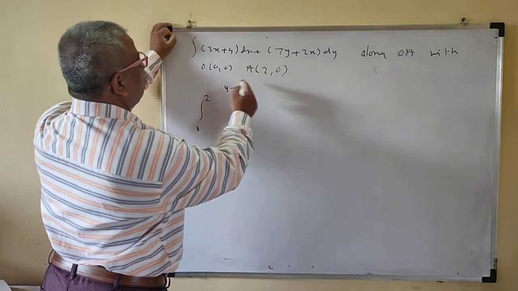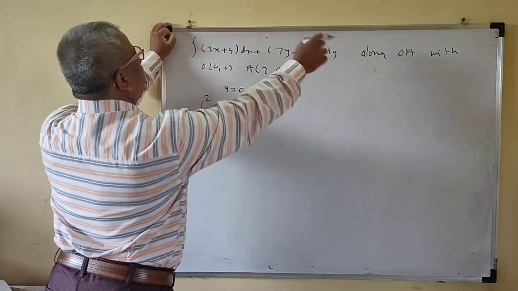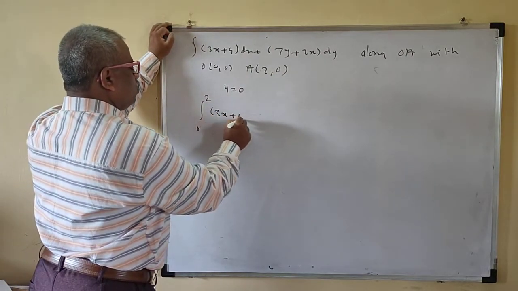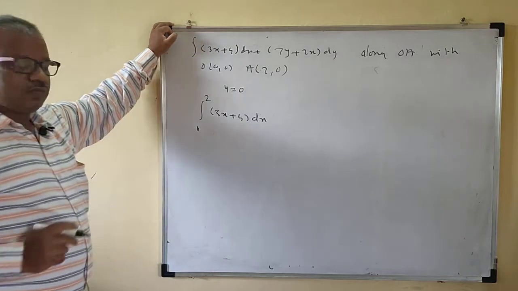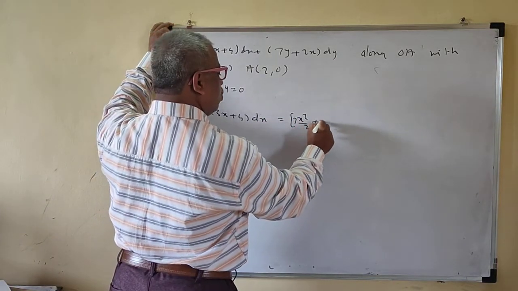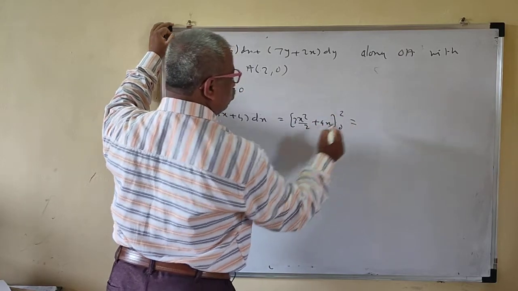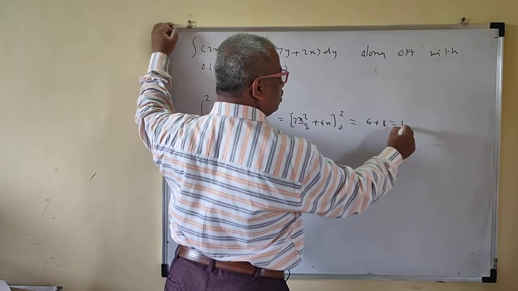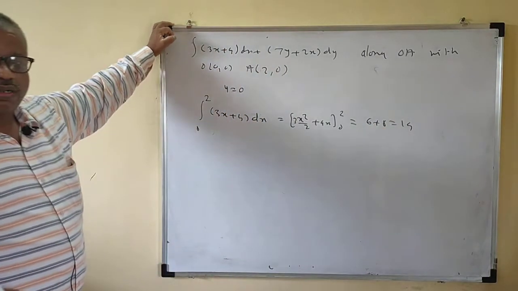Okay, so 0 to 2. Your dy is 0, so this part will be 0. That means this is 3x plus 4 dx only. So we'll integrate this. This is 3x square by 2 plus 4x, from 0 to 2. So 2 square upon 2 gets cancelled. This is 6 plus 8, which is 14. So your answer is 14.